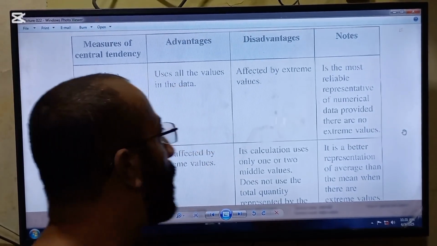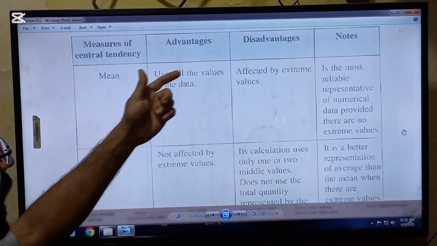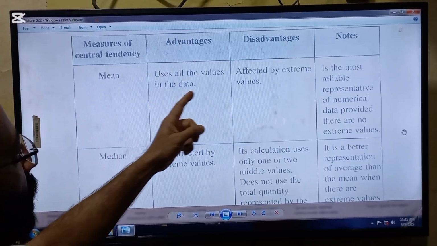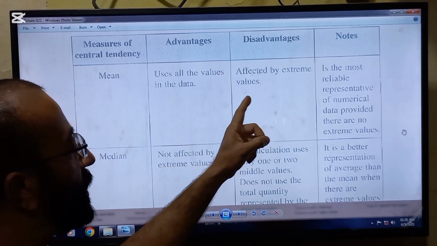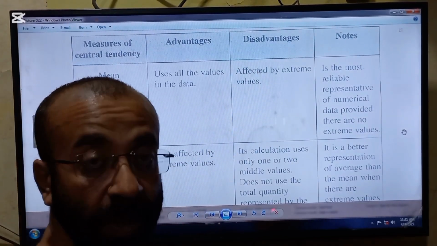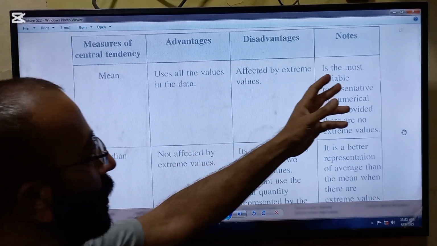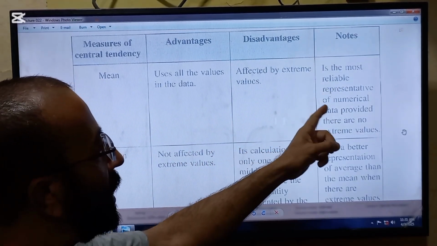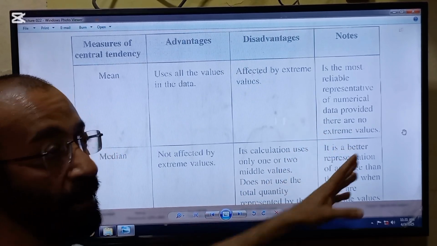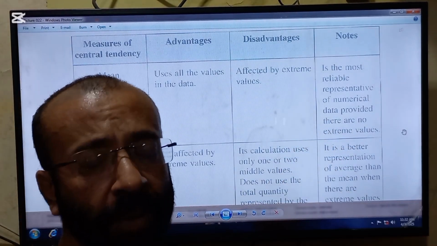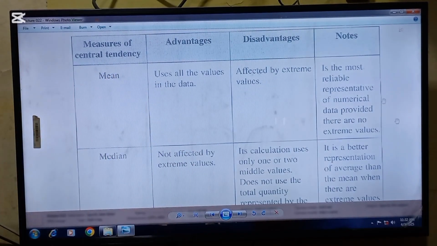Here are some points about mean, median and mode to be noted. The advantage of the mean is that it uses all the values in the data. The disadvantage is that it is affected by extreme values. So if extreme values come, the mean will be affected. The mean is the most reliable representative of the numerical data, provided that there are no extreme values. So if there are no extreme values, this is the most reliable measure of central tendency.